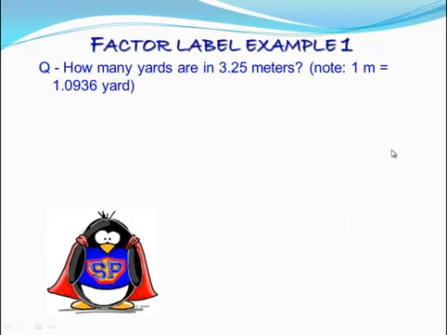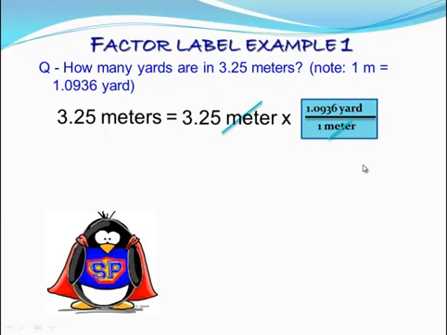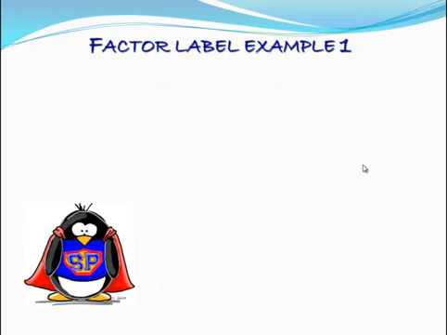Okay, so let's see now. 3.25 meters equals 3.25 meters times this particular conversion factor, because I want to put meters on the bottom. So this meter can cancel with that meter, and I got my desired unit, the yard. So in this case, I use 2 checks to cross the meter out. So equals, finish the math, 3.55 yard. Okay, and in this case, bravo, mission accomplished.